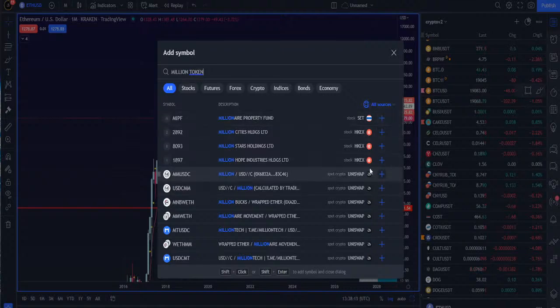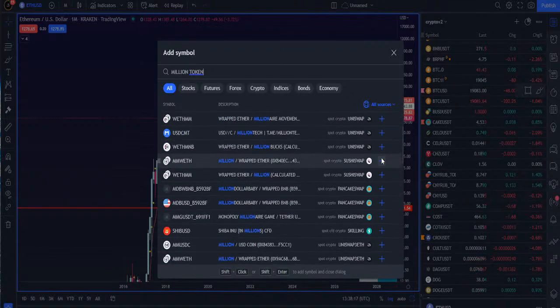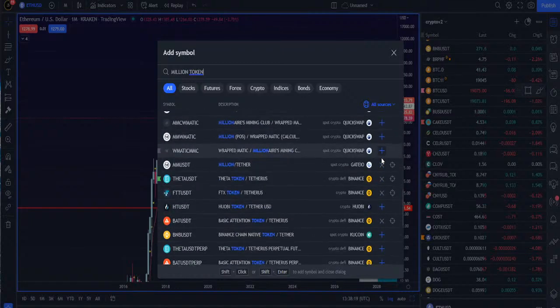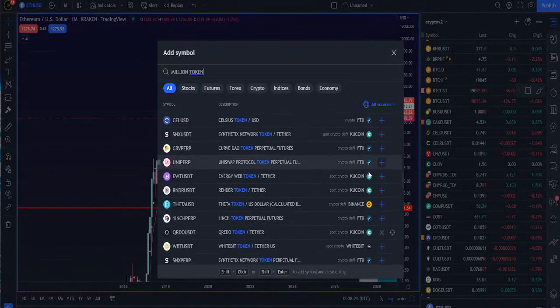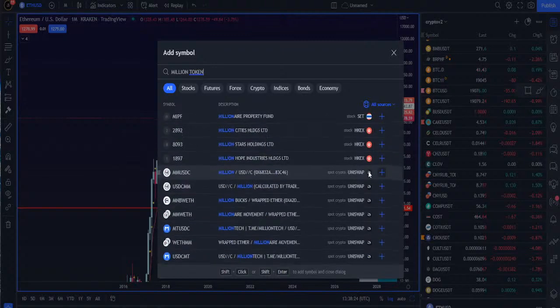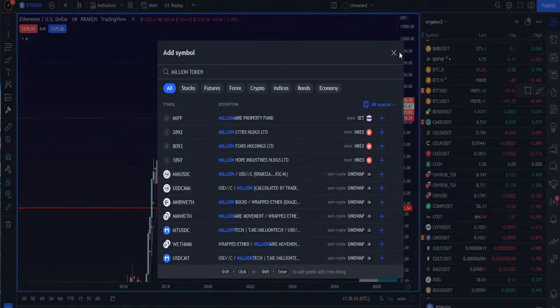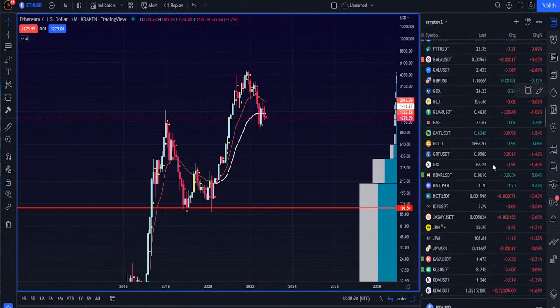Here is this one, right? I think we have this one. I have this 1 million token in Gate.io, I think. I think I have this coin here.